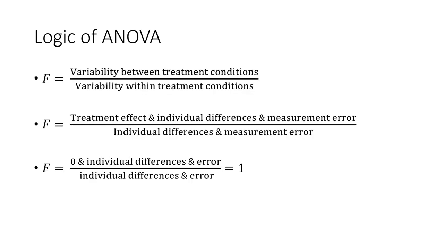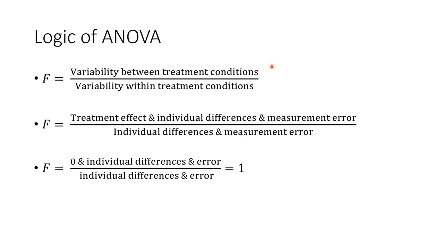So ANOVA is going to yield something called an F value. And as I'll describe down here at the bottom, if the null hypothesis is true, you expect to get an F value close to 1. Now, here, let me pull out my pointer. So here at this F value equation, we have the variability between treatment conditions divided by the variability within treatment conditions. That's literally how you compute the F value.